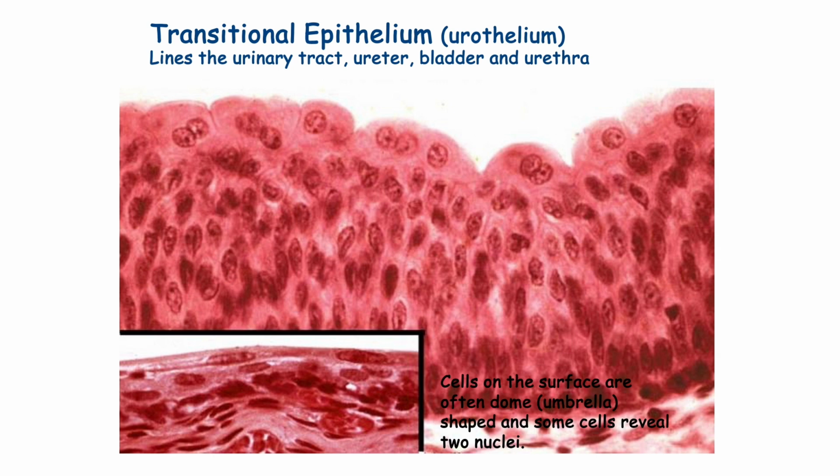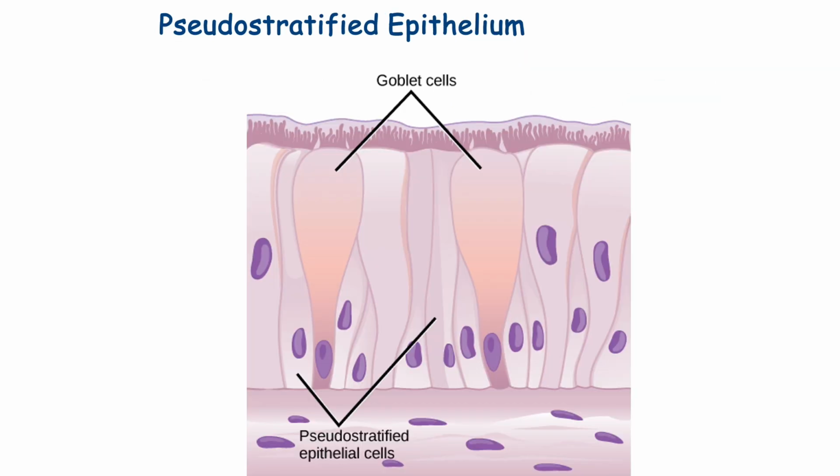So take note of this type of epithelium, transitional epithelium, also known as urothelium, basically for the urinary system, especially the bladder. Now you can see that you have stratification as well in this bladder lining. So you can appreciate that.